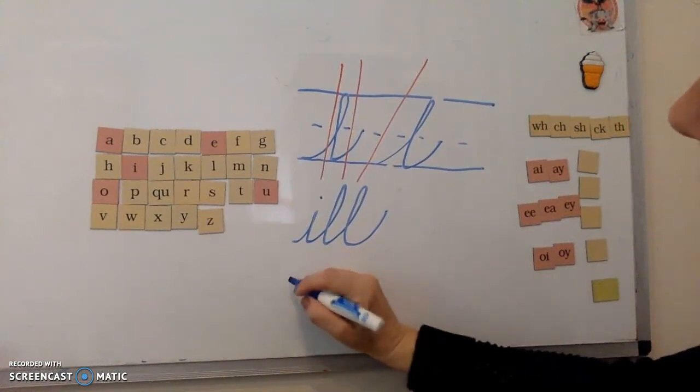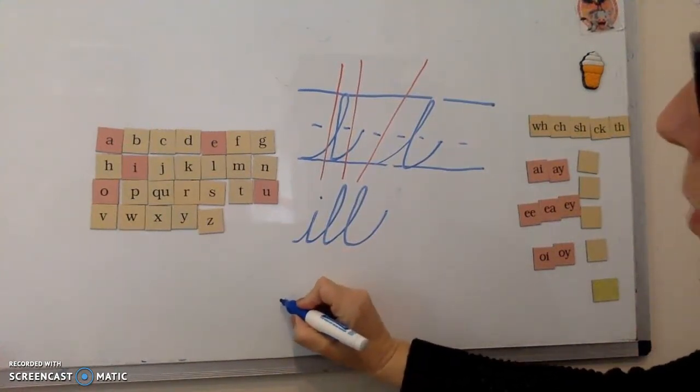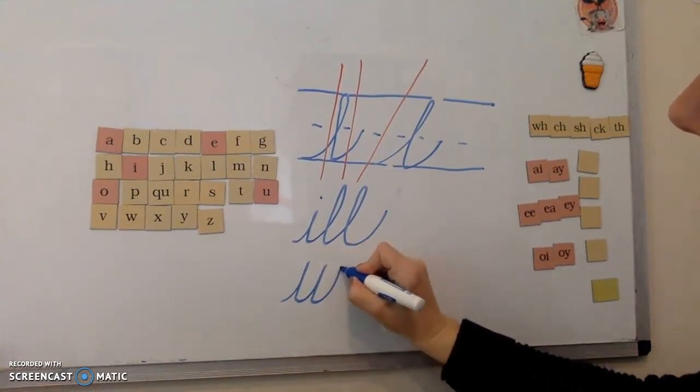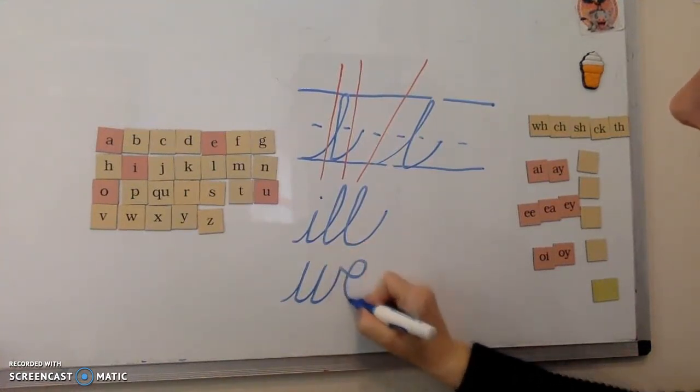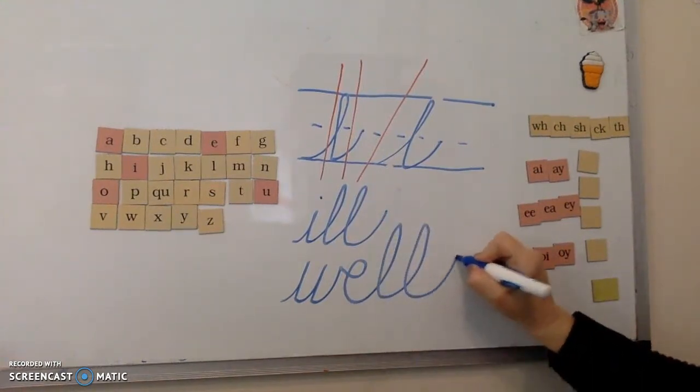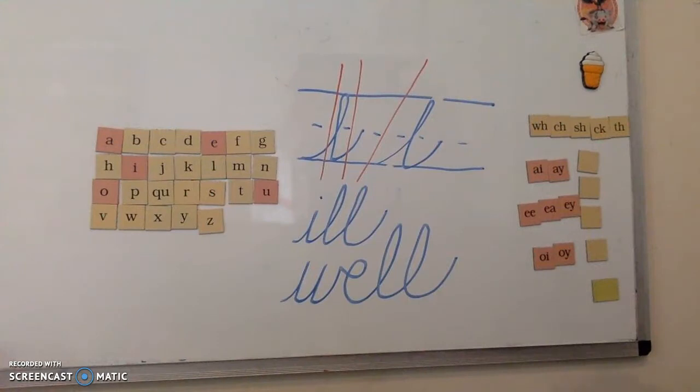Okay? And then I'm going to do this word, which is hard. This word is well. So I'm going to do W. Now remember, W ends with that check stroke. And if I go right into E, it looks like a printed E. We are all well. Thank goodness we are all well.